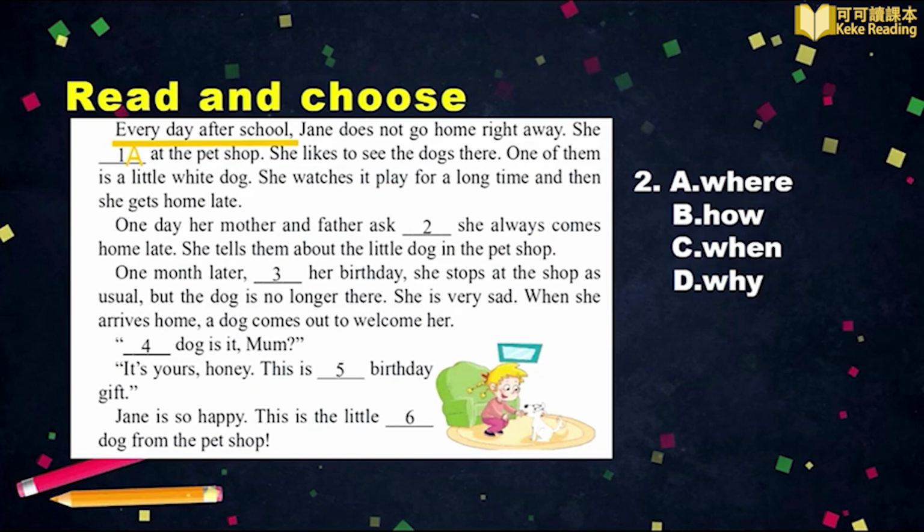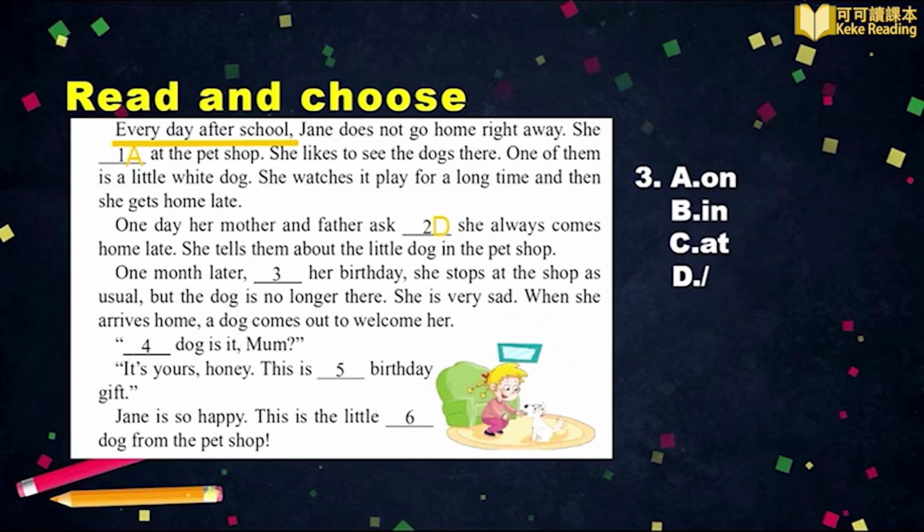A. Where 提问地点。B. How 提问怎么样。C. When 提问时间。D. Why 提问为什么。So, we choose option D. Are you correct? Good. Let's go on. She tells them the little dog in the pet shop.